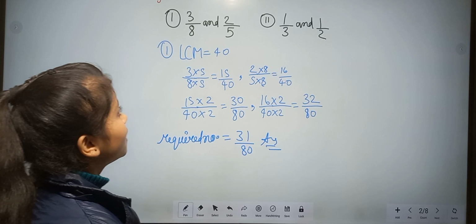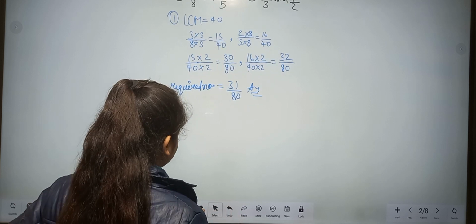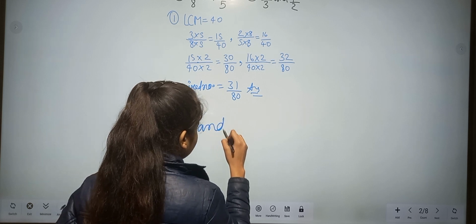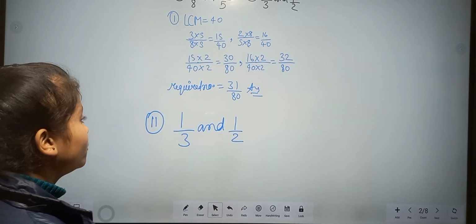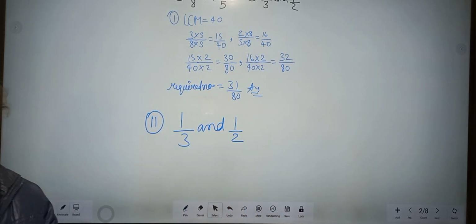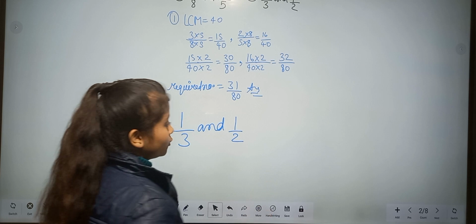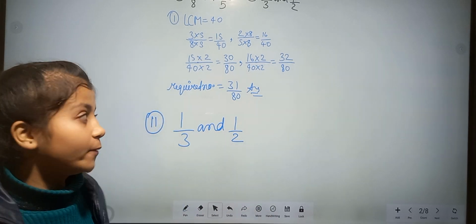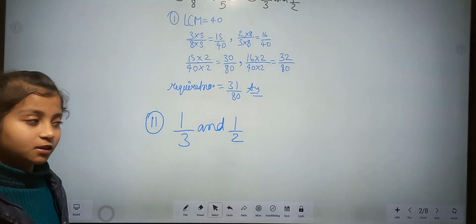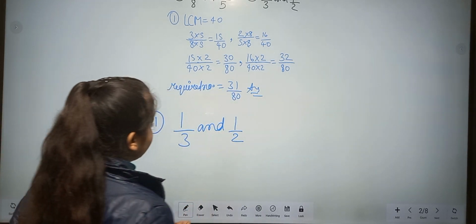So our next question is 1 by 3 and 1 by 2. To solve this question, we have to multiply the denominator by a number, and whatever we multiply by in the numerator, we multiply by the same, so the denominator will be the same. We can multiply with any number, but there is a restriction that the denominators must be the same. Okay, so our second question is 1 by 3 and 1 by 2.